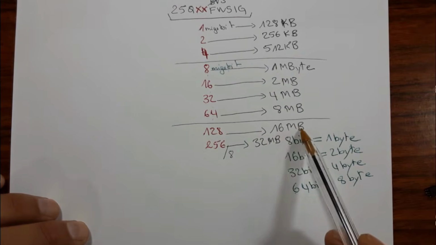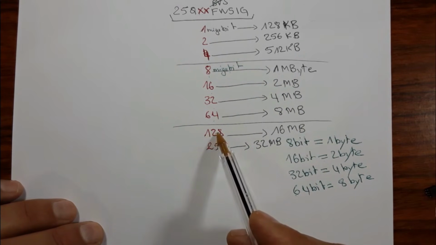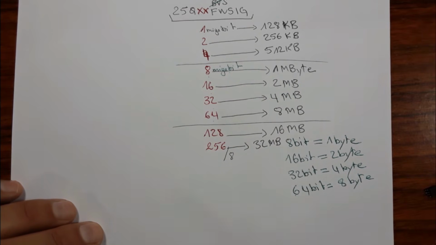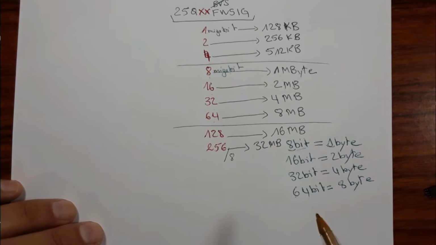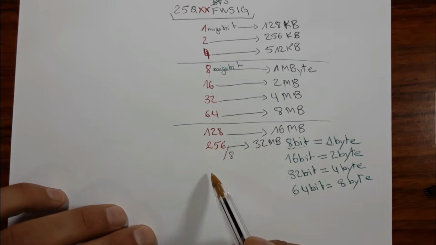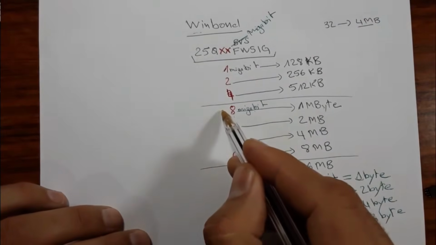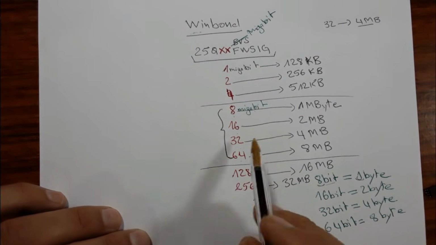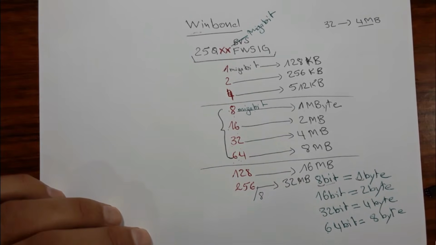Here also, if you find 128, it means 16 megabytes. Why? Because if you divide 128 by 8, you get 16, since 8 bits equal 1 byte. 256 megabit equals 32 megabytes. But the most used BIOS ICs are those with 8, 16, 32 and 64 megabit.